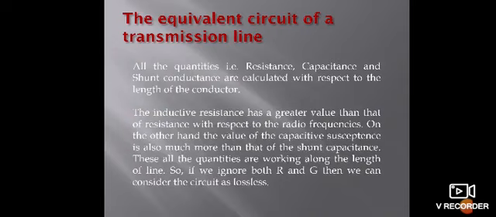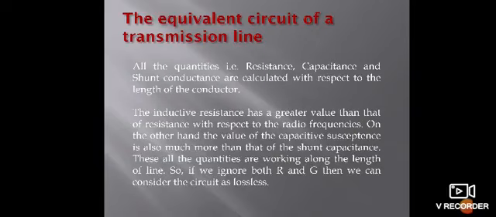When we have the equivalent circuit of a transmission line, all the quantities, that is resistance, capacitance, and shunt conductance, are calculated with respect to the length of the conductor. That means the resistance depends upon the length of our conductor.